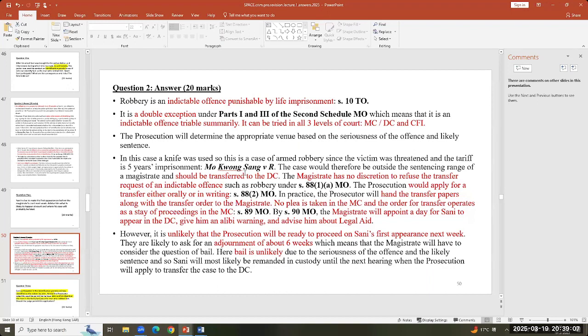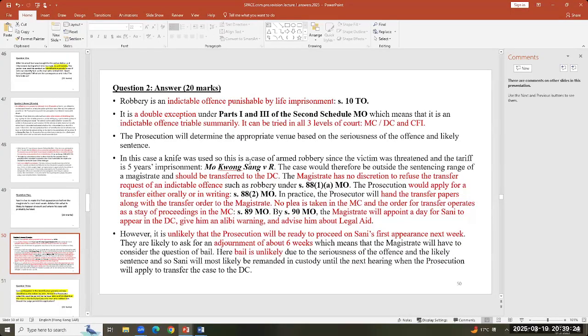It would be outside the sentencing range of the magistrate, so likely venue is district court. He's 20, remember, so juvenile court is not appropriate. What does that mean? The magistrate cannot refuse the transfer request because it's an indictable offense under section 88(1)(a). So they make the application orally or in writing.